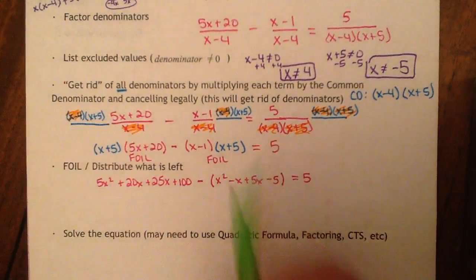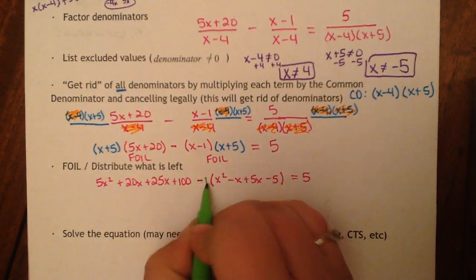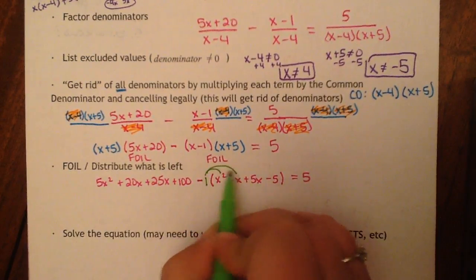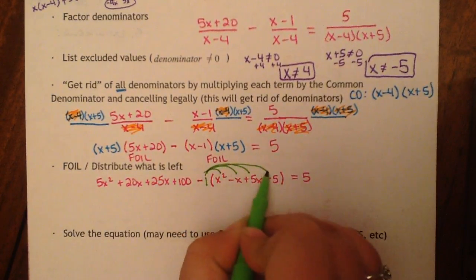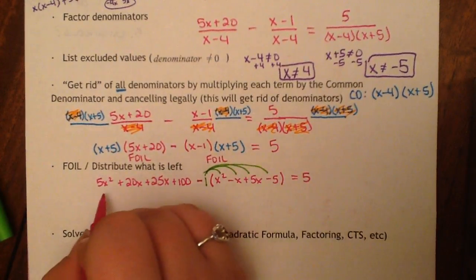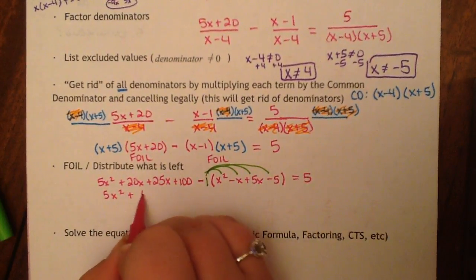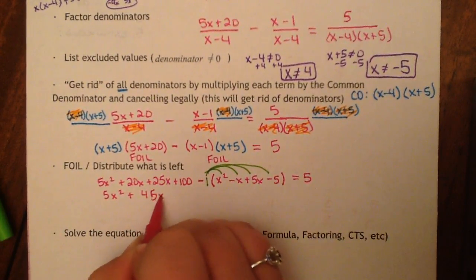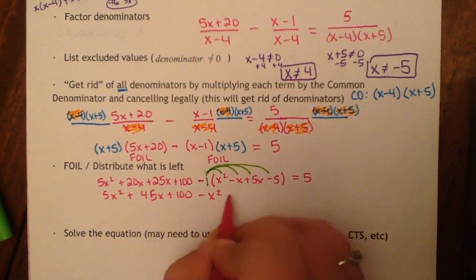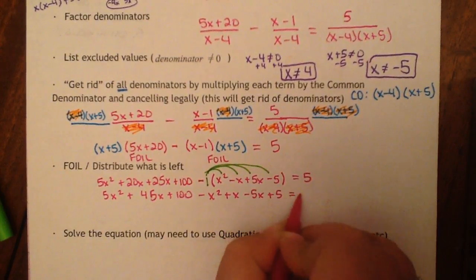Okay. Now, why did I keep the parentheses around this? Well, I kept the parentheses because I need to take this minus, I can make it a -1, but I have to distribute it to all of these terms. You can combine the like terms before you distribute it, or you don't have to. I'm not going to in this case. So 5x squared, these two are like terms, 45x plus 100. Then over here I'll have negative x squared, positive x, negative 5x, and positive 5.